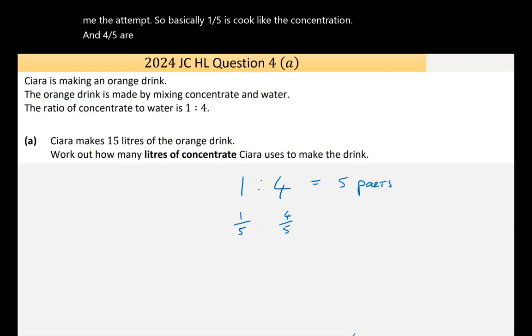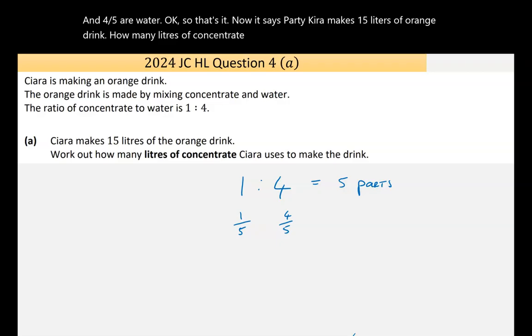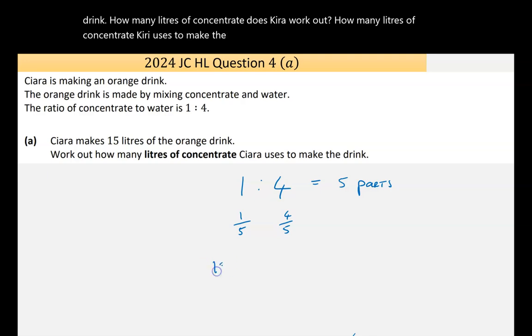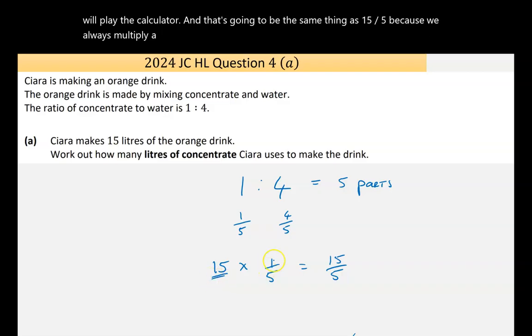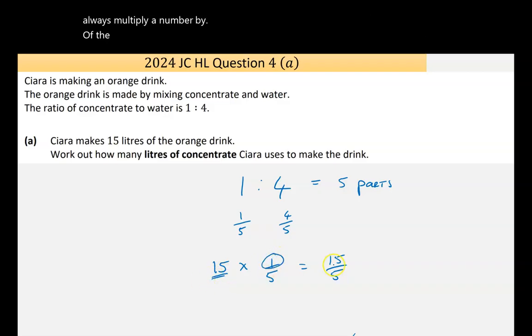Okay, so that's it. Now it says part A, Kira makes 15 liters of orange drink. Work out how many liters of concentrate Kira uses to make the drink. Well, we need to get 1/5 of 15. So you multiply in the calculator. That's going to be the same thing as 15/5, because we always multiply a number by the top of the fraction. So 15 by 1 is 15, still divided by 5. 15 divided by 5 is 3. So 3 liters. That should be it.